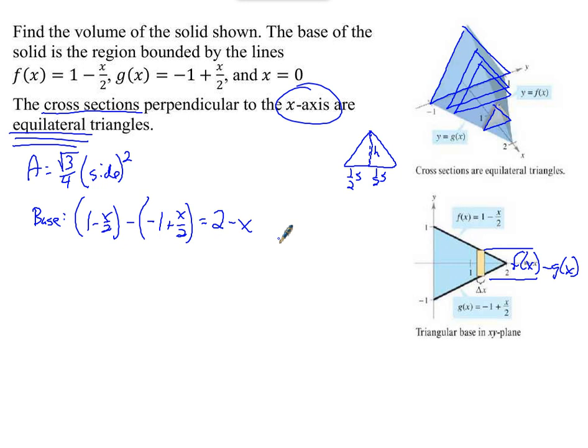So that means that I can find the area then, in terms of x, of my representative cross-section. The area is the square root of 3 over 4 times the side, which we just found was 2 minus x, squared.